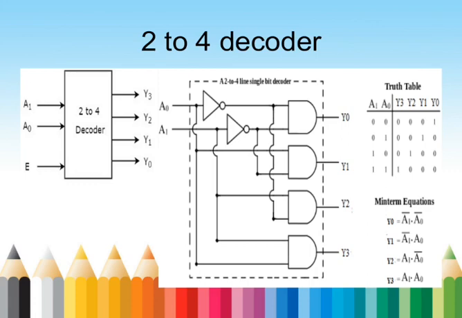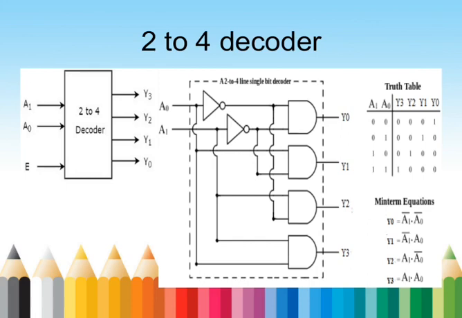From this truth table, we may express the simplified Boolean expressions for outputs Y0, Y1, Y2 and Y3. For enabling Y0, A1 and A0 are both zeros, that means A1 prime, A0 prime. For Y1, it is A1 prime, A0. For Y2, it is A1, A0 prime. For Y3, it is A1, A0. With these simplified Boolean expressions, we may implement the same in a logic diagram also.